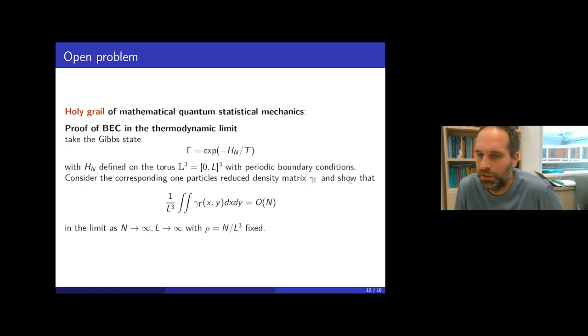and then you want to prove that asymptotically when L and N are very big in the thermodynamic limit, when N divided by L cubed is the density which is fixed, but both N and L go to infinity, you want to prove that this holds. So this is the conjecture that this is true, and this conjecture is BEC in the thermodynamic limit, basically. So this is an open problem even at zero temperature.